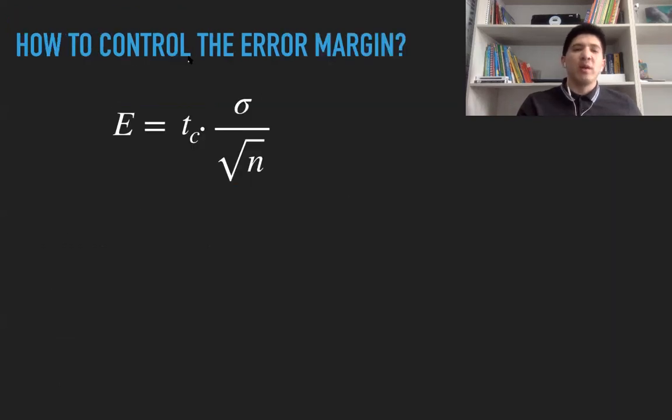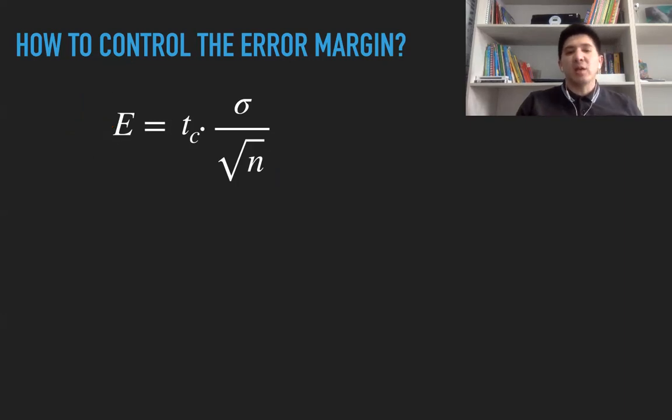If you remember, the formula for the error margin looks like this. It is the multiplication of the critical point times sigma, the standard deviation of the population or the sample, divided by the square root of n. Here, n is the sample size. If I start to increase the sample size, if I take more and more items into my sample, this formula tells me that the error margin is going to be smaller. And this is logical. If I would like to have a better estimate of the population parameter, then I need to take a greater, bigger sample. So if I increase n, E is going to decrease.